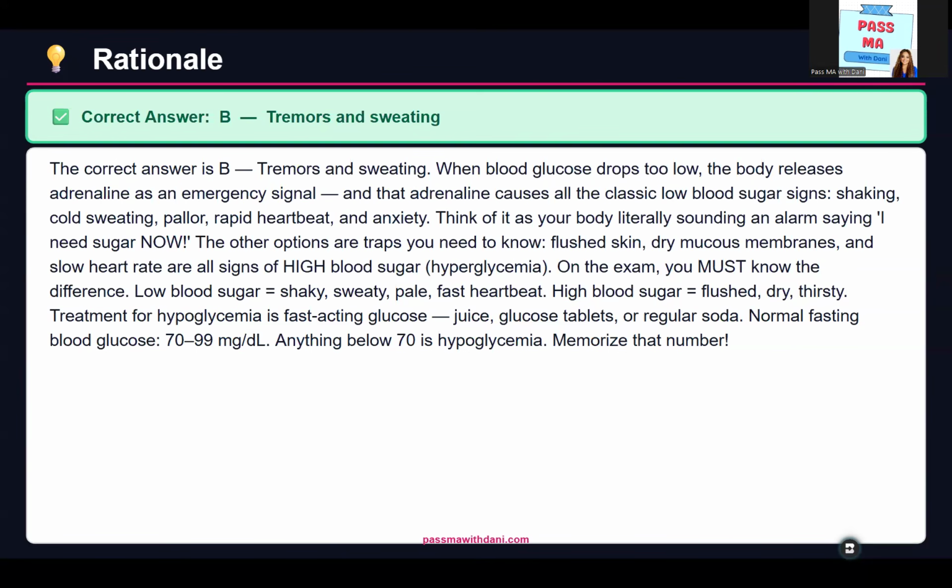When we look at the term, and let me get my little pen, hyper is our prefix for above, right? So if a patient has hyperglycemia, they will have high blood sugar.